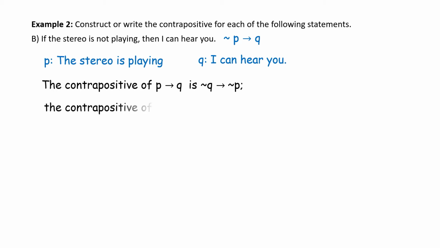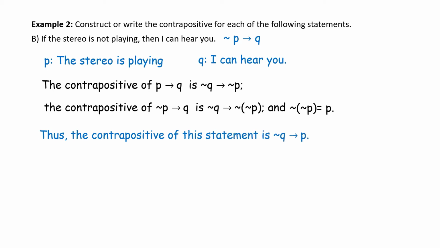The contrapositive of not P implies Q, which is our statement, is not Q implies not not P. And not not P is just P. Negating a negation gives you just the statement. Thus, the contrapositive of this statement, that is not P implies Q, is not Q implies P.